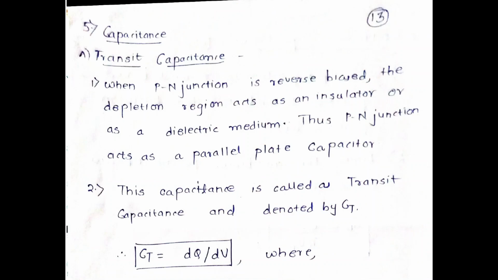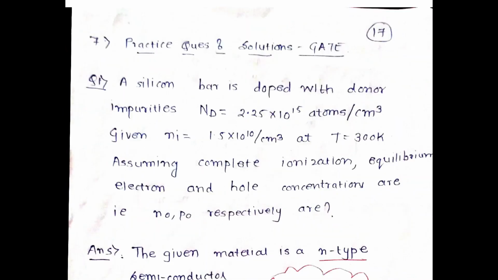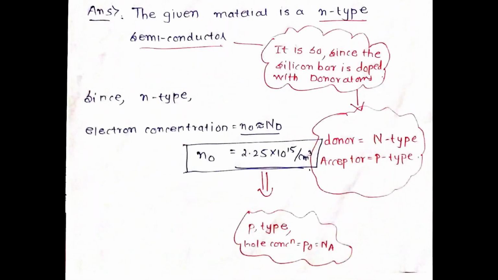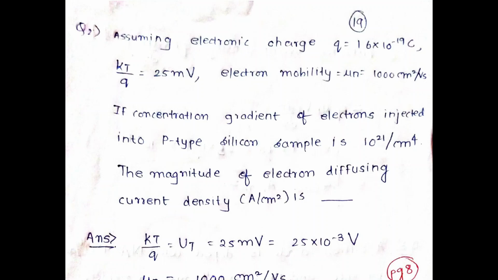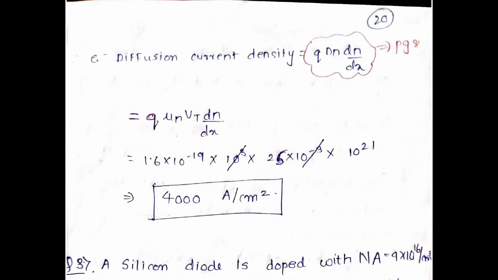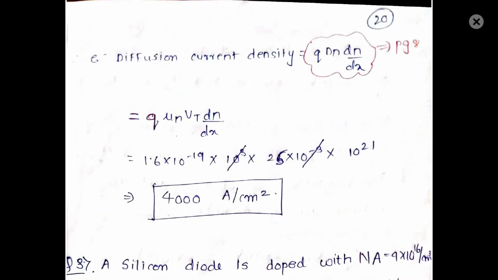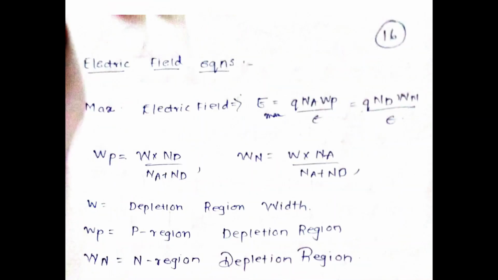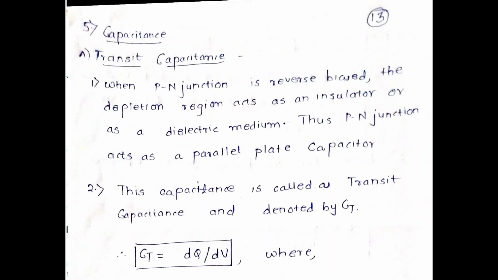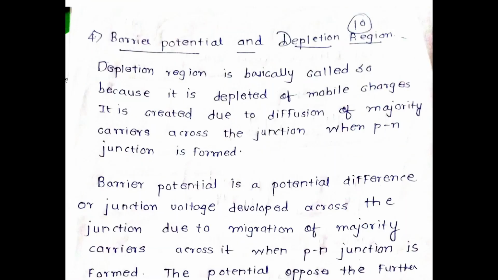So we'll be talking about this. Once you understand these concepts, we'll be having one particular lecture where we are just going to solve numericals. So whatever formulas we have learned, whatever theory concepts we have learned, we are just going to apply them in the numericals over here. As simple as that. So please understand these concepts, and if you have any kind of doubt, please let me know in the comment section as well. So let's begin with the barrier potential and depletion region concept.